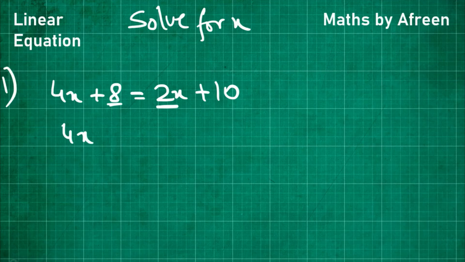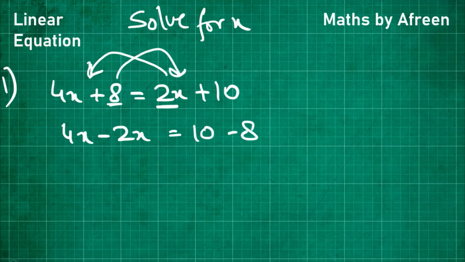So it will be like this, 4x minus 2x equals, I have transposed this from RHS to LHS, and now I will transpose this 8 from LHS to RHS. It will be 10 minus 8. What I did, I just changed the operator sign. As it was plus 2x earlier, now it is minus 2x, and it was plus 8 earlier, now it is minus 8.